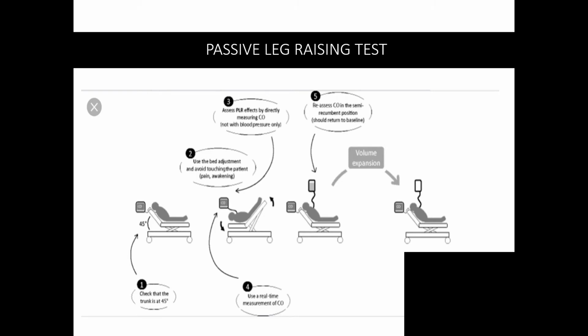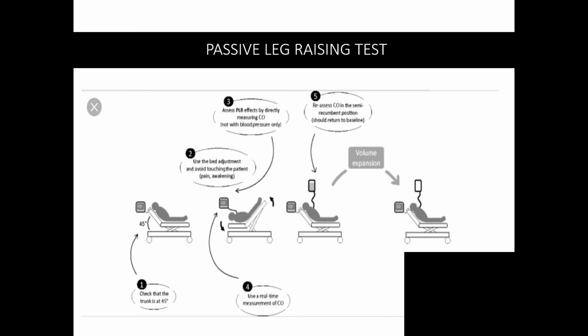So in this diagram, we can see actually how the maneuver is done. Firstly, check that the trunk is at 45 degrees, and then use the bed adjustment and avoid touching the patient, as this may cause alteration in the hemodynamics. So lower the bed simultaneously as the edge of the bed is propped up to a 30 to 45 degrees position, and at the same time a real-time measurement of cardiac output monitoring can be used.